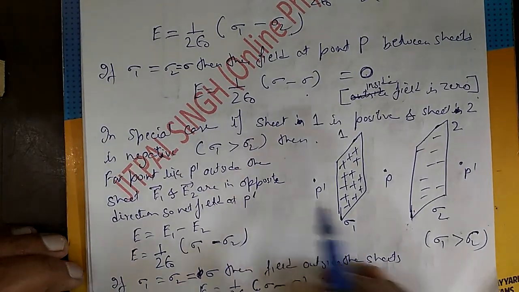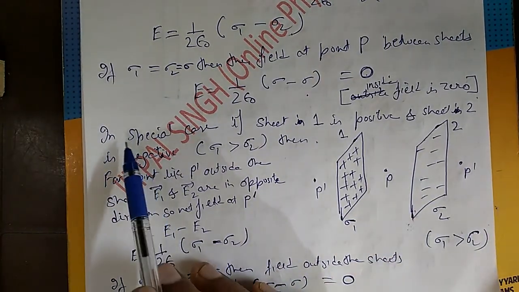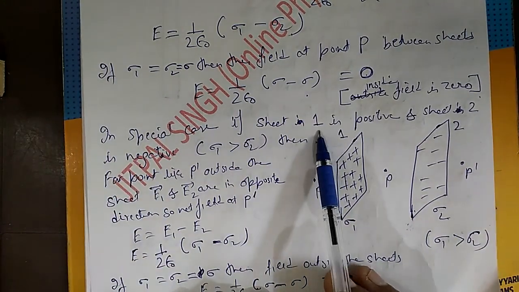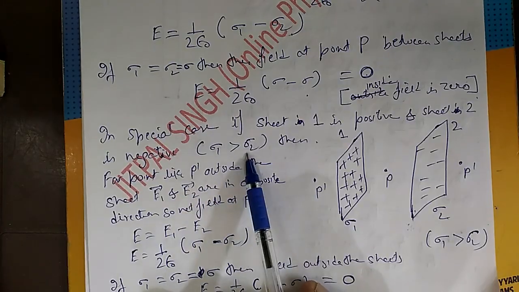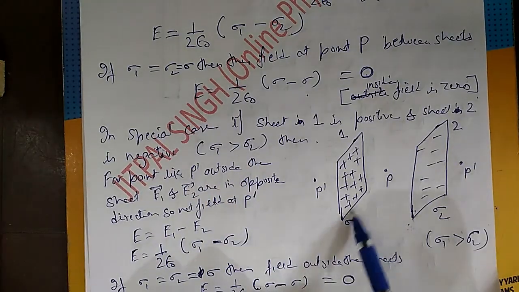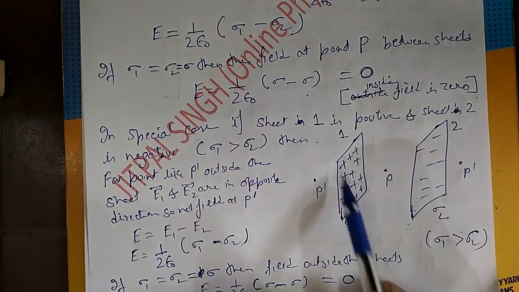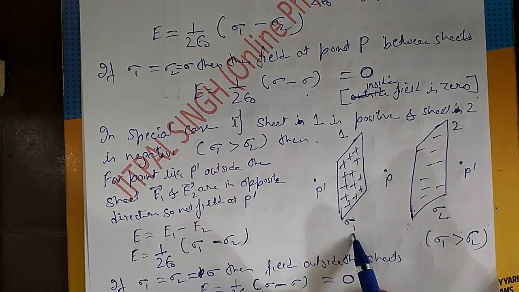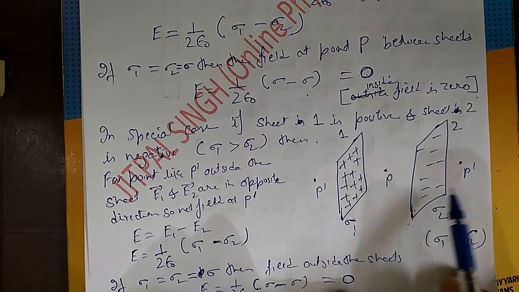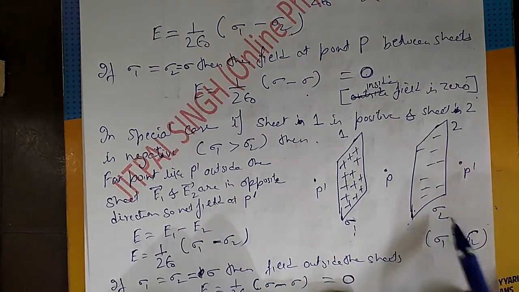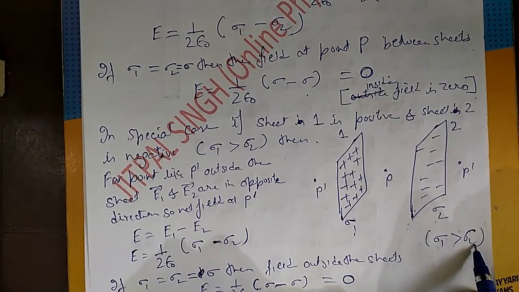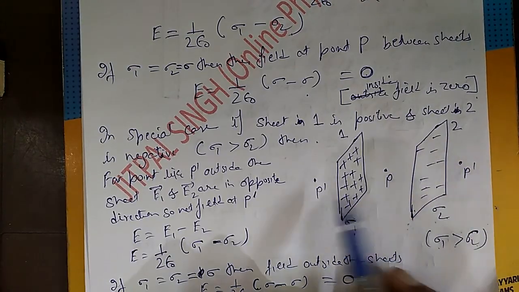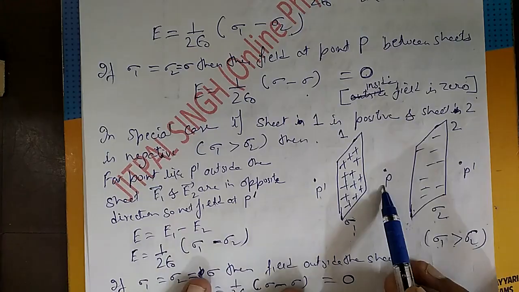Now continuing, in a special case, if sheet 1 is positive and sheet 2 is negative, with sigma 1 greater than sigma 2, then what happens? Just see the diagram. Here the first sheet is positive, having sigma 1 surface charge density, and the second sheet is negative, having surface charge density sigma 2. Sigma 1 is greater than sigma 2. Again we have to find the field at P dash, which is outside, and P in between.